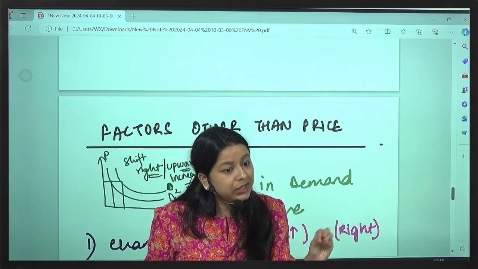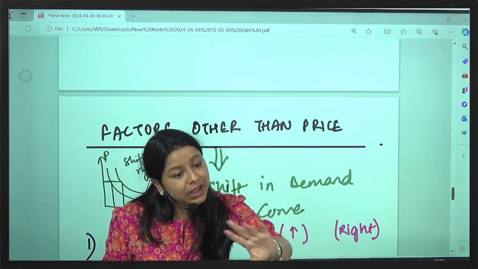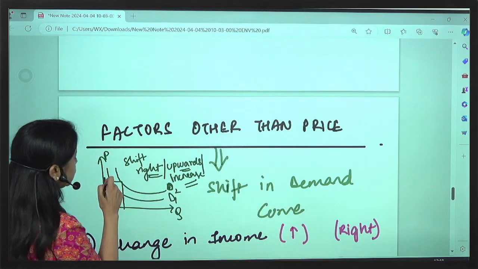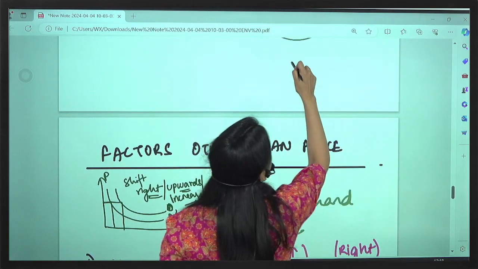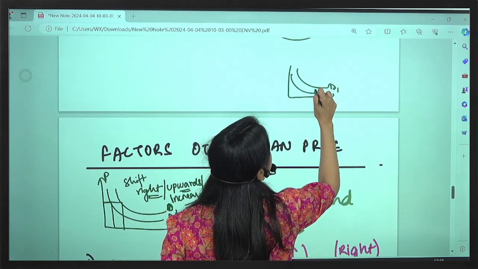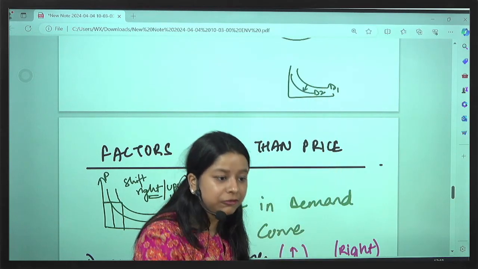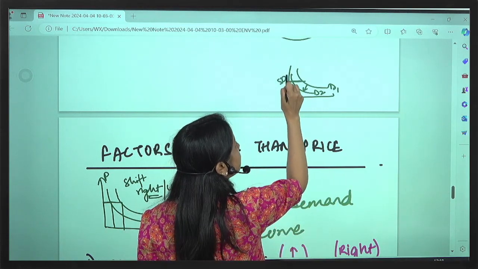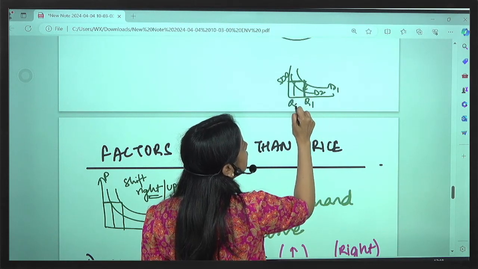I will demand less of mangoes at the same price, everything else is same. What has changed? My preferences and tastes. If I make a demand curve quickly, this is D1, a downward shift in the demand curve. Downward, leftward, or decrease in demand. Because price is 500, but I am not demanding this Q1 now. I am demanding Q2 now.